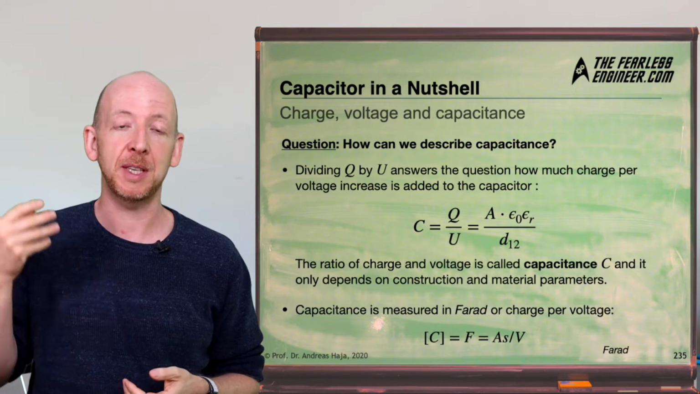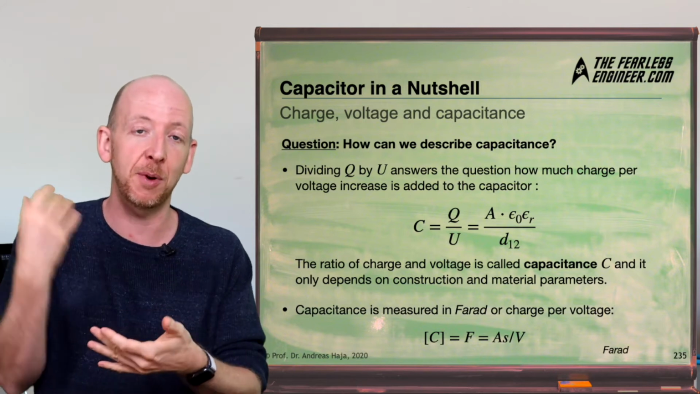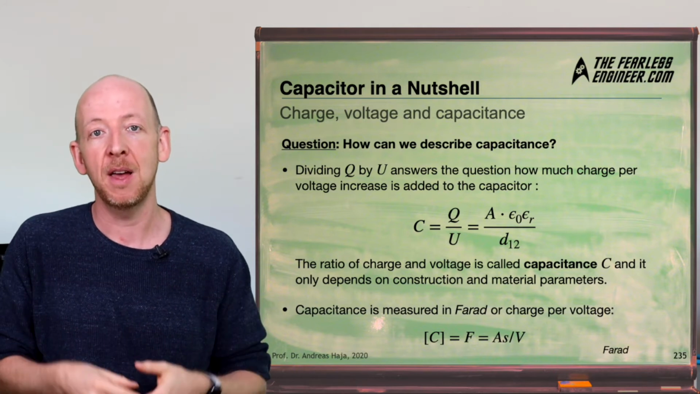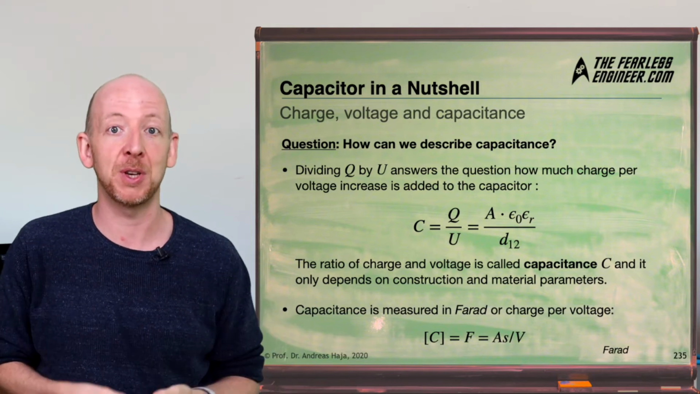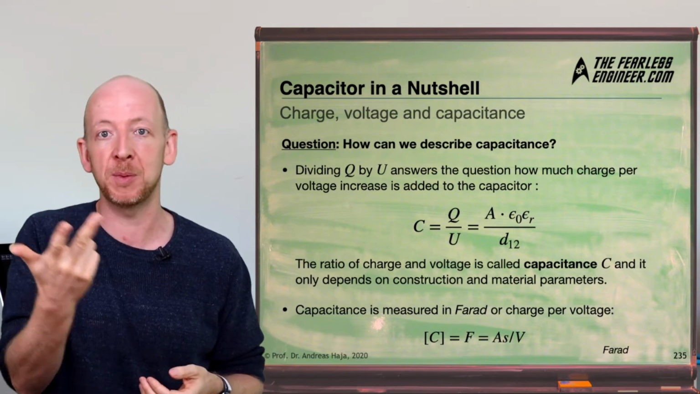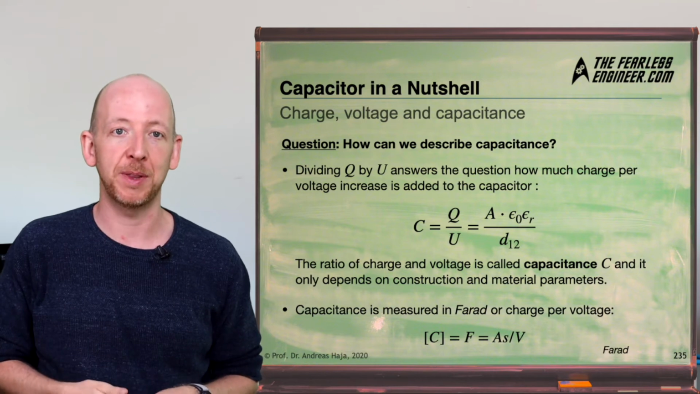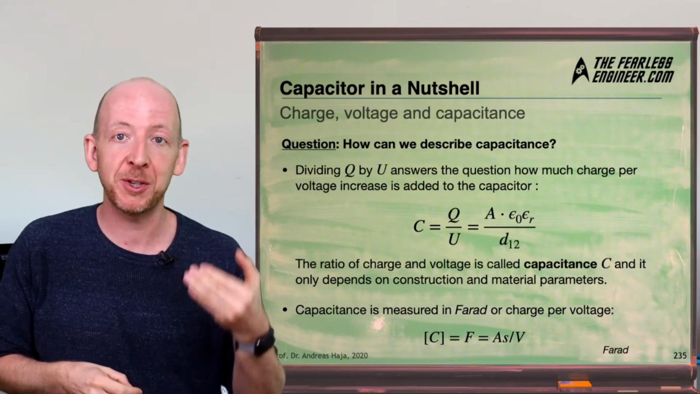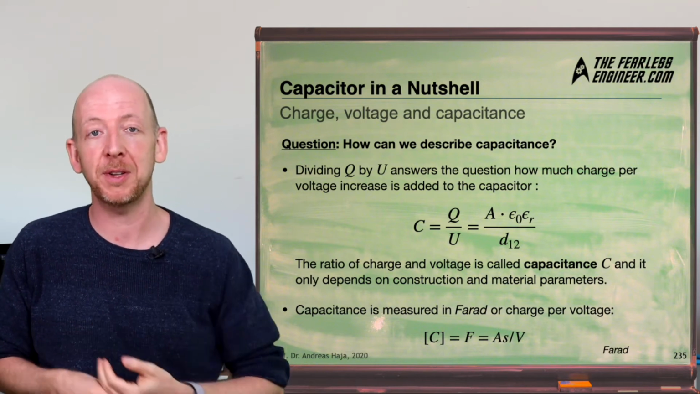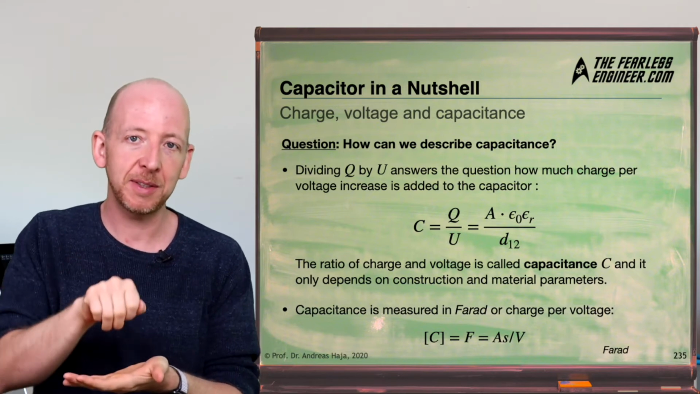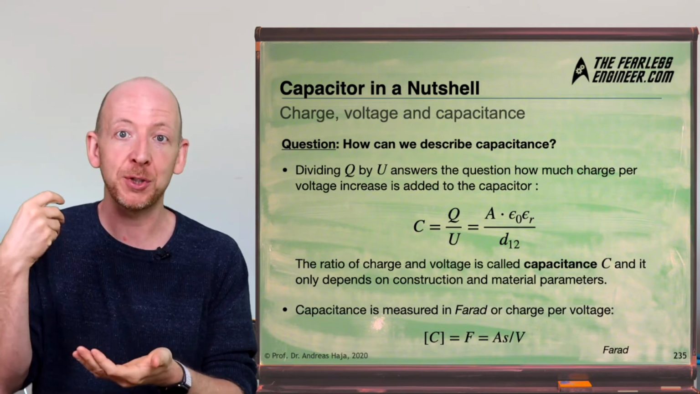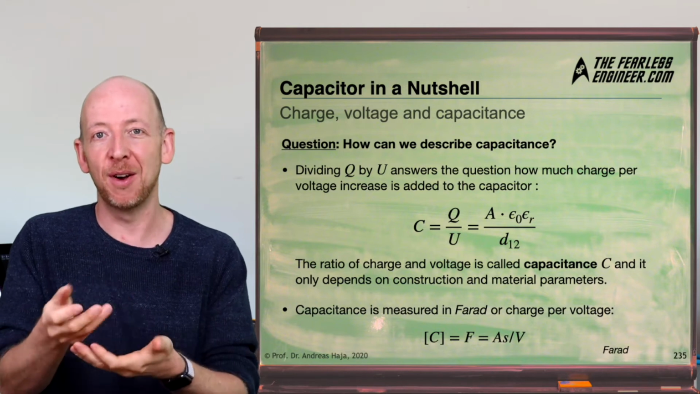We have already seen that the amount of charge depends both on the voltage source to which we connect the capacitor and on its construction parameters, which are plate area, plate distance and field permeability of the material in between the plates. So how can we find a good measure for capacitance? One question we could ask might be, if we increase the voltage by a certain amount, how much charge would that add to the plates of the capacitor?